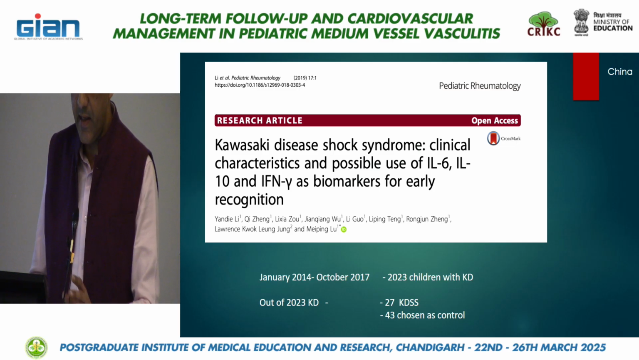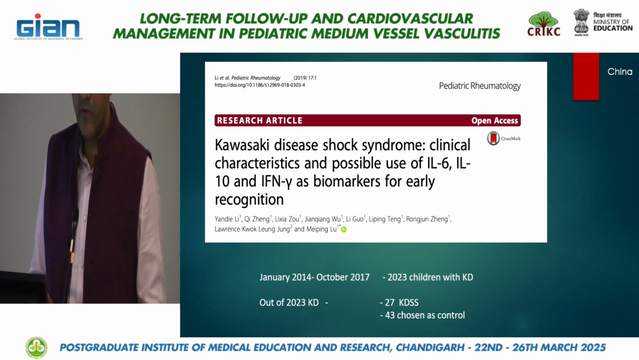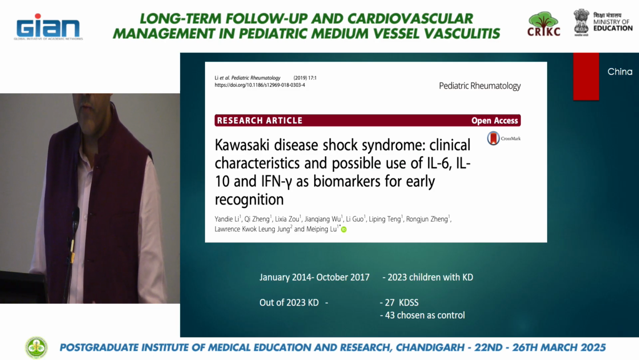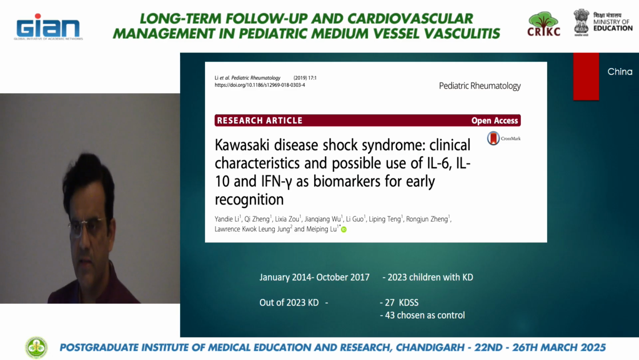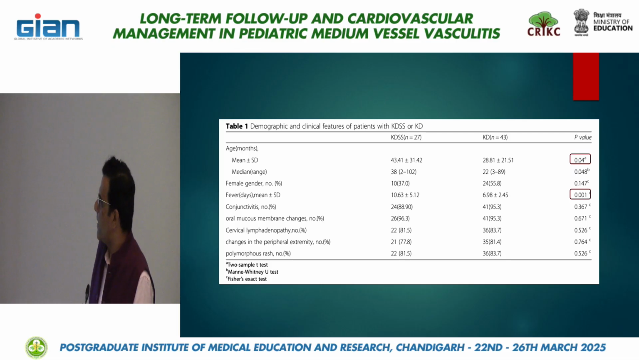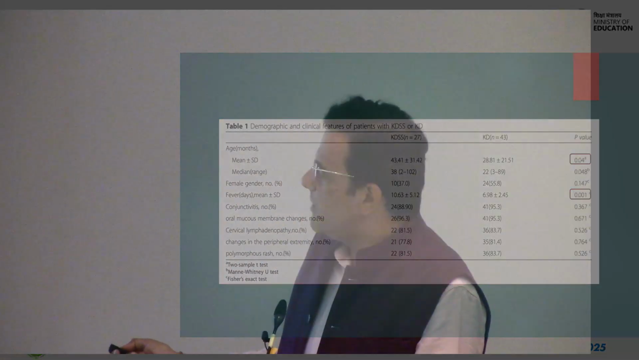This was a study done in China, published in 2019. They recognized patients of Kawasaki disease from January 2014 to October 2017. 2023 patients of Kawasaki disease were enrolled, out of which they recognized 27 patients of Kawasaki disease shock syndrome. 43 patients of Kawasaki disease who didn't have KDSS were chosen as control. What they found was that in patients who had Kawasaki disease shock syndrome, the mean age of onset of Kawasaki disease was more than in patients of Kawasaki disease without shock syndrome.